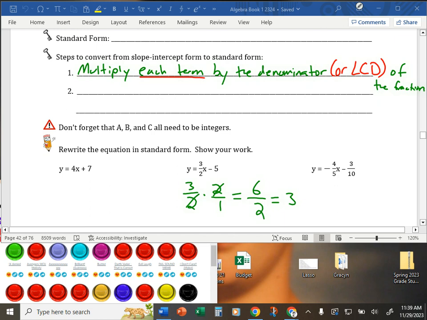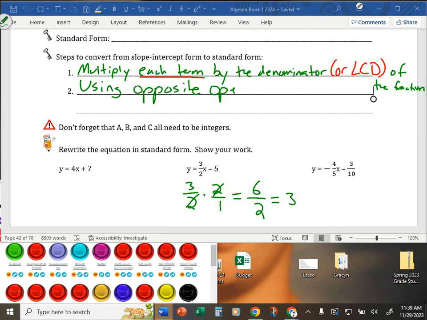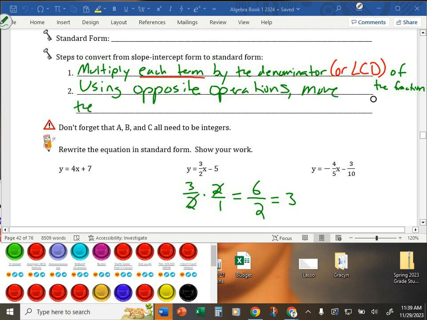Okay? Then, step 2 is using opposite operations, move the x term to the other side. Because we want x and y to be on the same side, right? Standard form ax plus by, x and y are together. In the slope-intercept form, they're on opposite sides. So once we undo the fraction, we then move that x term over using opposite operations to be with the y. And that's it.